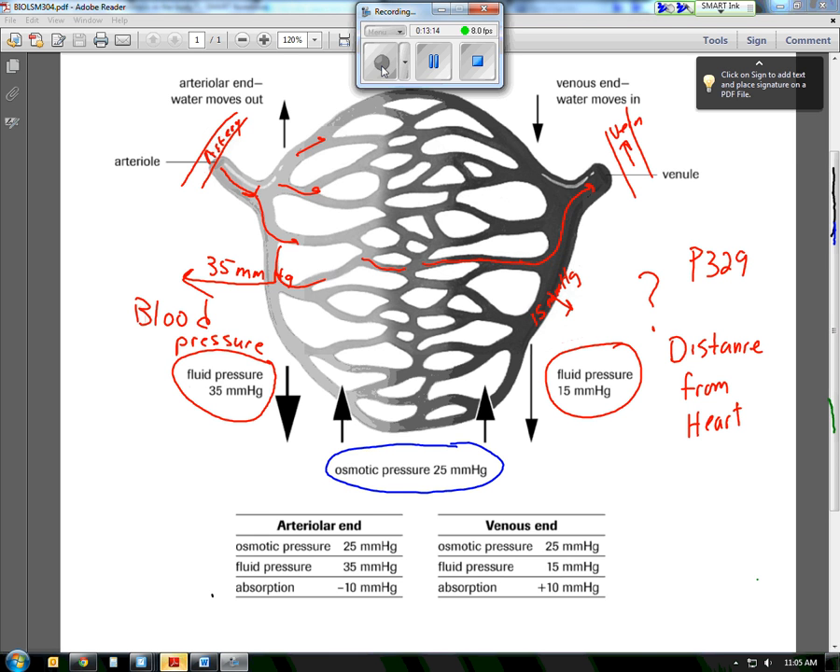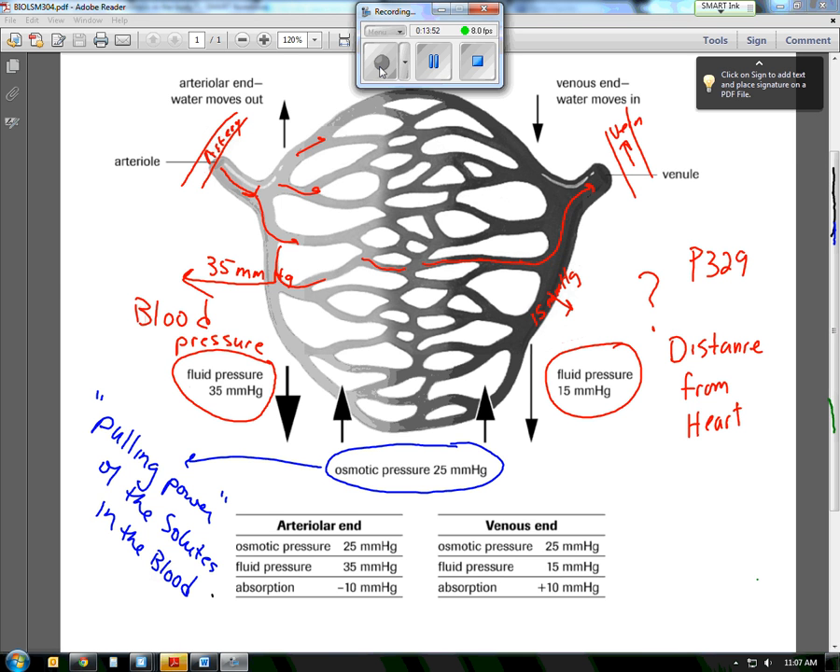Well, osmotic pressure, I'm going to write it like this. It's the pulling power of the solutes in the blood. Okay? So it's this pressure that the solutes in the blood use to pull the water back into the blood. So it's kind of pulling power.